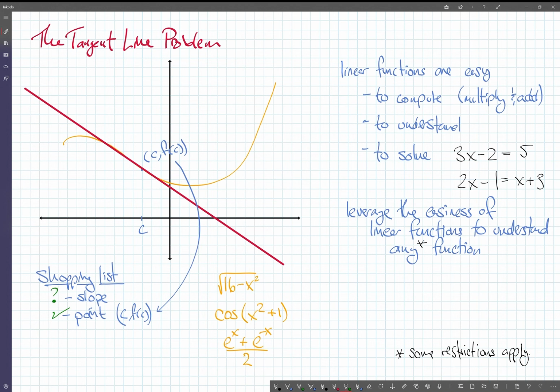The answer is to take an approximation. So what we're going to do, instead of finding the tangent line itself, we're going to find a nearby line, a line that has a similar slope. We do that by picking 2 points.